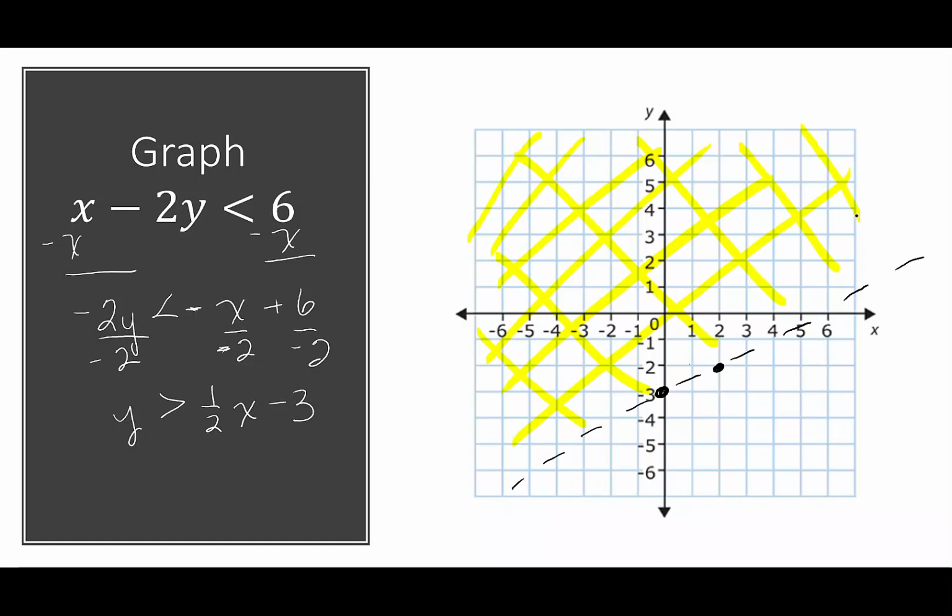So make sure you slow down enough to decide what kind of boundary line do I have, dotted or dashed. Remember to put everything in slope-intercept form. Then if you multiply or divide by a negative number, remember to flip the sign of the inequality.